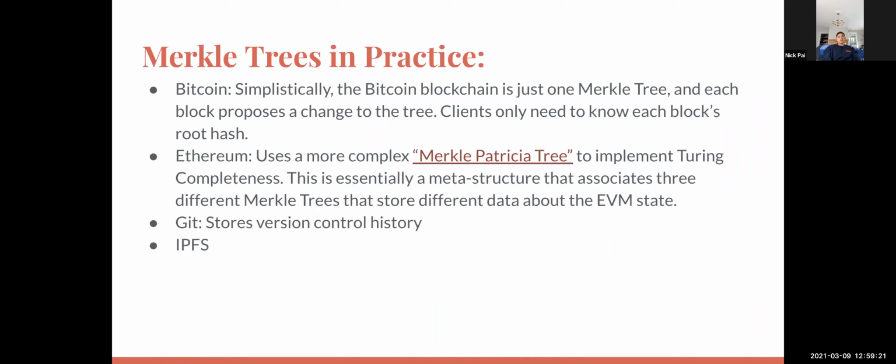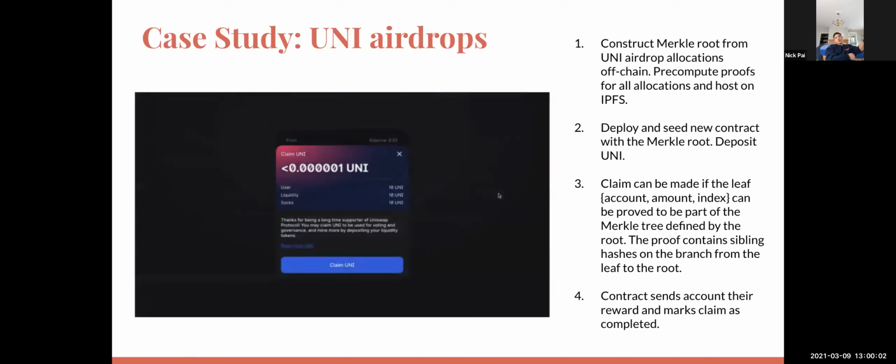So Merkle trees in practice can store state like blockchains. Bitcoin and Ethereum both use Merkle trees. Ethereum uses a derivative of a Merkle tree. It actually uses 3 different Merkle trees, each of which stores different data about the EVM state because it wants to achieve Turing completeness. But at the root of Ethereum is still the Merkle tree concept. Other applications that store a lot of state, like Git or IPFS, often use Merkle trees because, again, all they need to do is remember the history of Merkle root hashes instead of storing the entire tree.